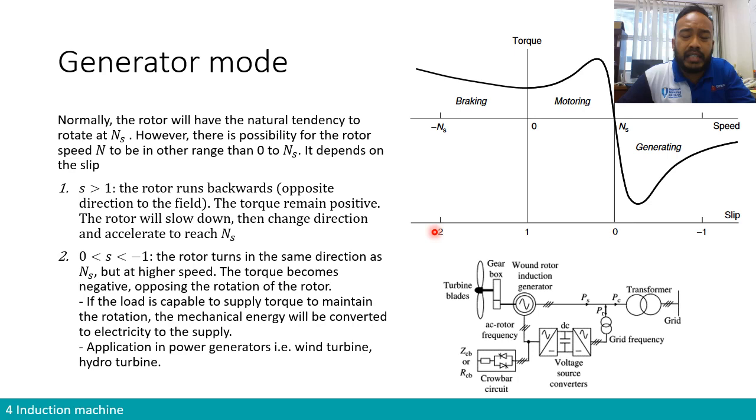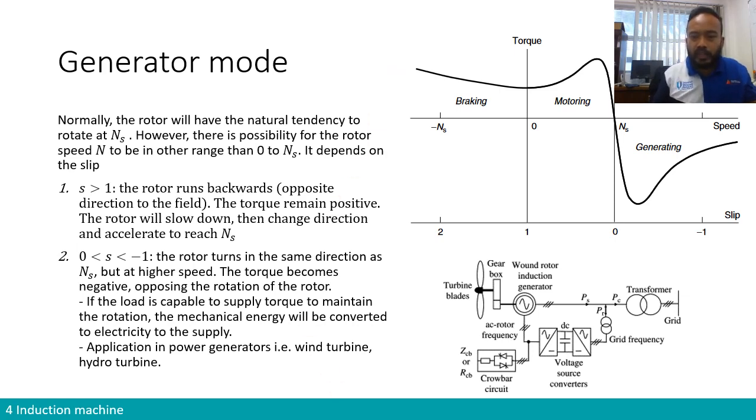Slip larger than 1 means that the rotor runs backwards. If you remember the equation for slip, it is basically the synchronous speed minus the rotor speed, divided by synchronous speed, right? So how would you get this value larger than 1? I'll write the equation to make it clear.